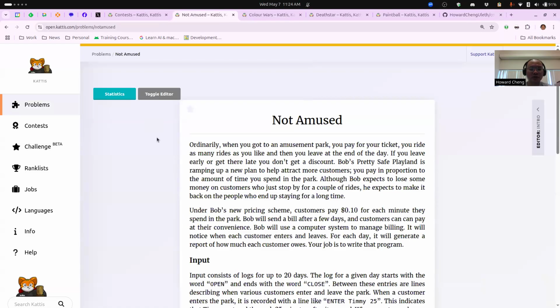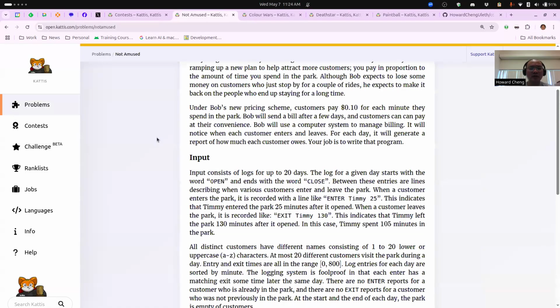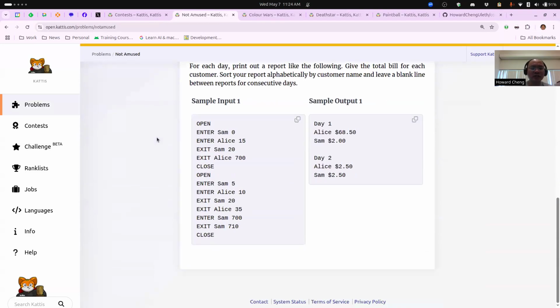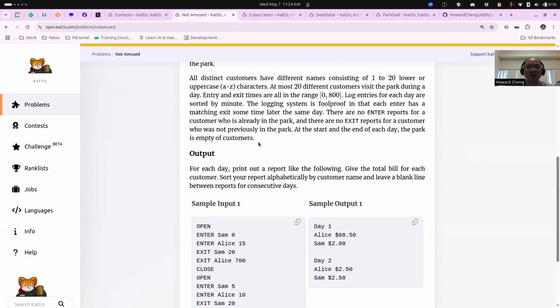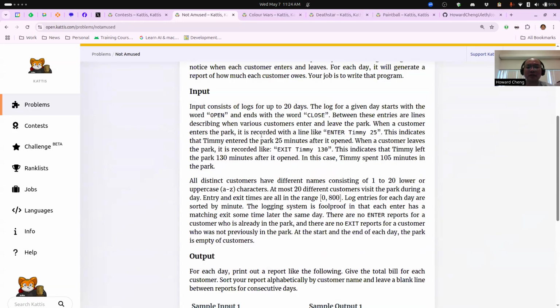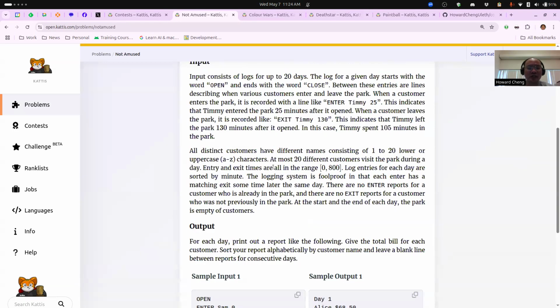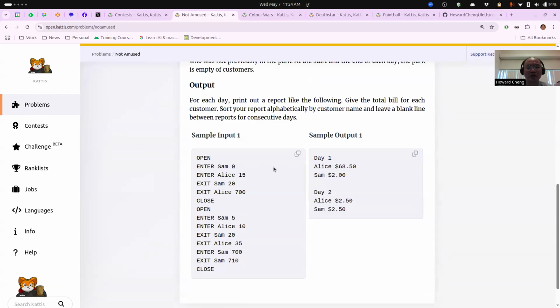Okay, the next one is a little bit more involved. You have basically these log entries. Every day starts with an open, goes until close. And for each day, you have a bunch of people entering and leaving at a certain time. And for each person, you have to figure out how long they have been at the park, and then charge them 10 cents a minute or something like that. Yeah, 10 cents for every minute. So this is a bookkeeping exercise, basically.